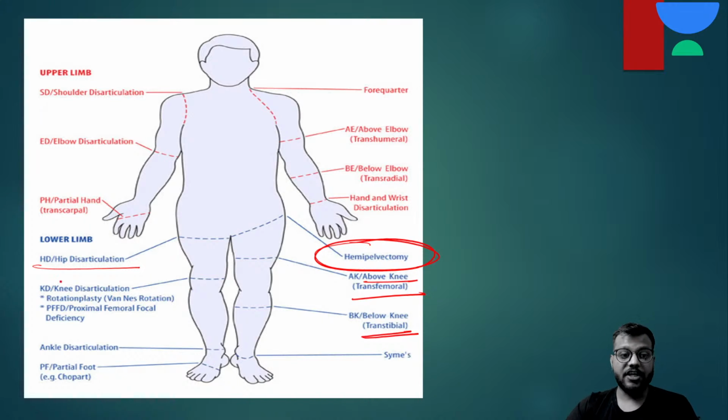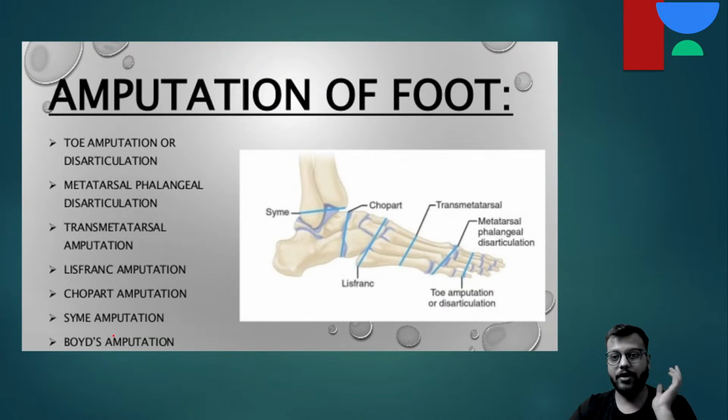Okay, now knee disarticulation, अगर knee joint को remove कर दो यानी tibia fibula को पूरा remove कर दो, तो it is called as, दो type से होती है, rotation plasty, Van Nes rotation, ये सब आपके काम करनी है. Ankle में या foot पे important होता है amputation.